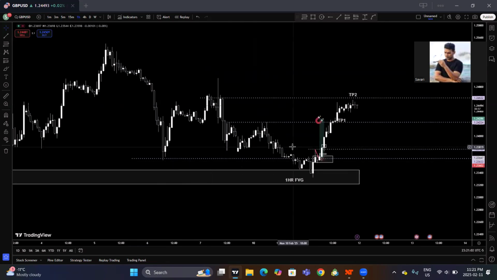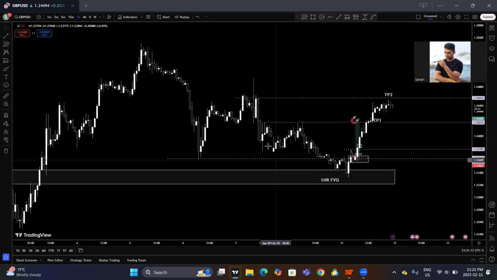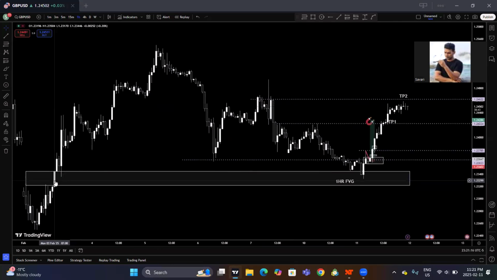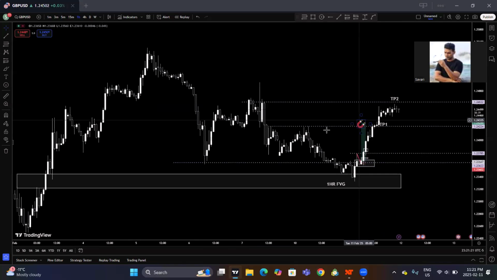So after sweeping all those levels, I kept on buying yesterday, but it wasn't working well for me because the draw on liquidity is obviously lower. I couldn't understand it last day. So today, as soon as the price approached this level in the London session, it started pushing up.